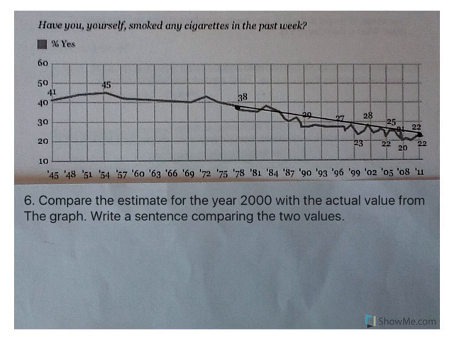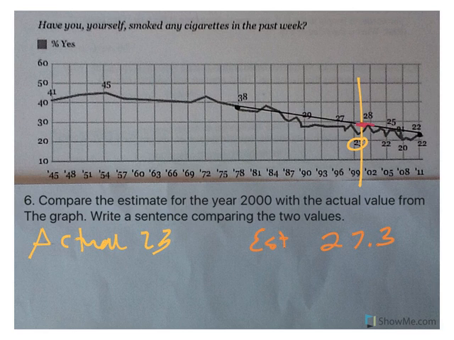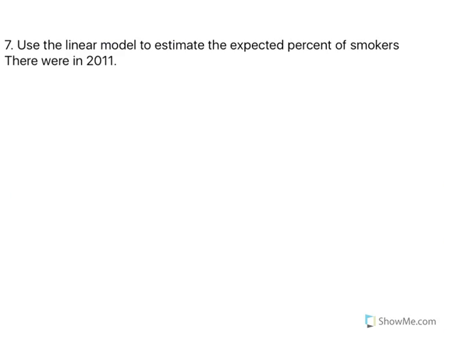Okay, now let's compare this to the actual value. So 2000 is this value here. So the actual is 23 and the estimate was 27.3. And you can see, if you look at this spot here, that the model is the straight line, and the model is higher than the actual. So the actual is lower than the estimate. Or the estimate is higher than the actual. I don't care. Either way, you could say that.